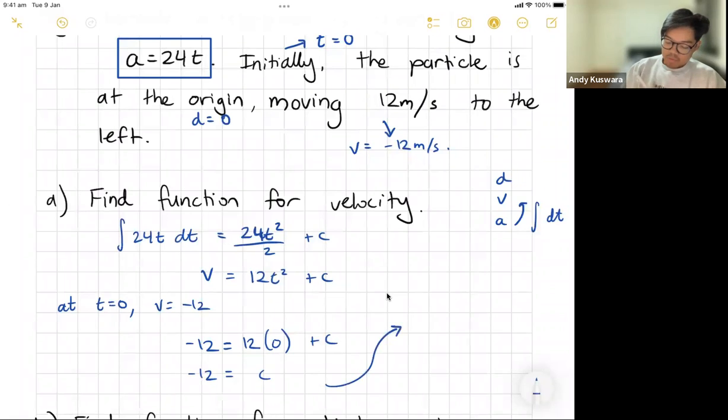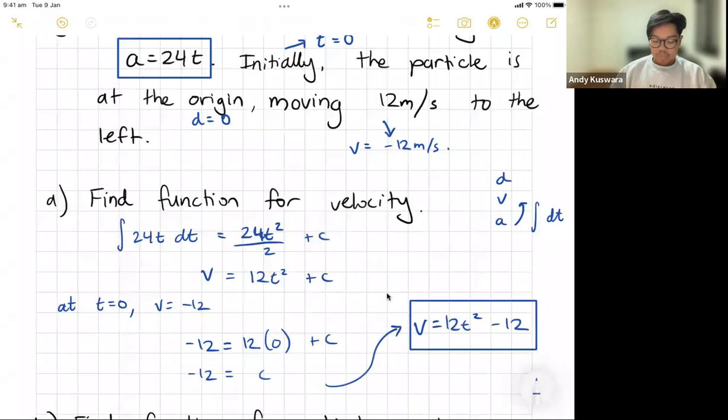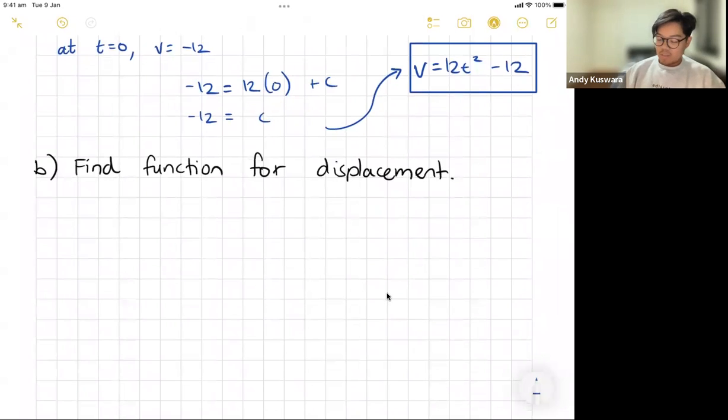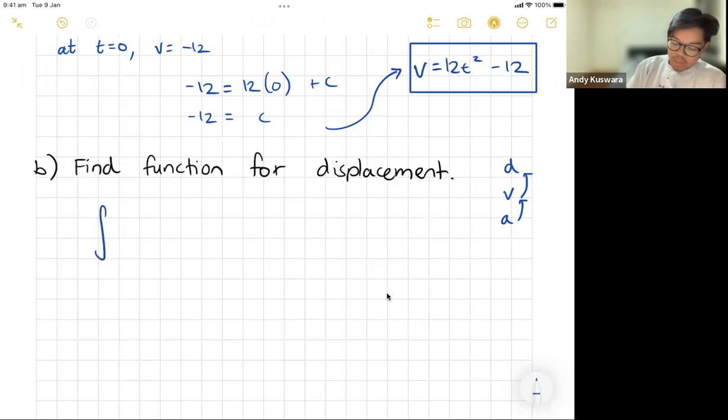Now just to finish things off, I can give you an equation for my velocity. It's going to be 12t squared, and instead of writing plus c, I'm going to write minus 12. That would be my velocity. There's my function. Now from here, find the function for displacement. That's what we're going to do. Again, d, v, a. I went from a to v already. Now I'm going from velocity to displacement, so again I'm going to integrate. This time I'm going to integrate my velocity, which is 12t squared minus 12 dt.